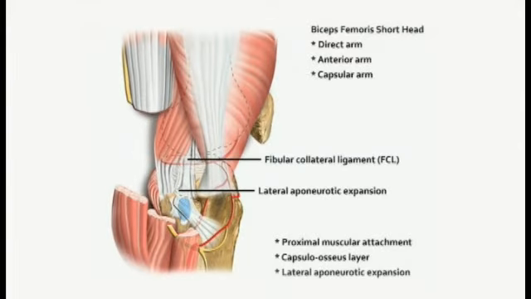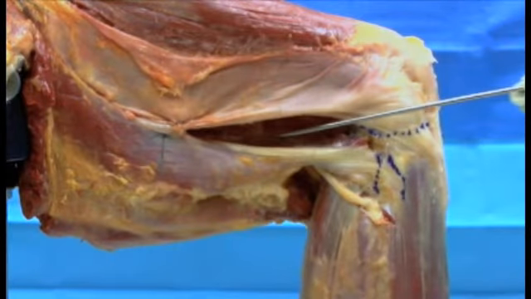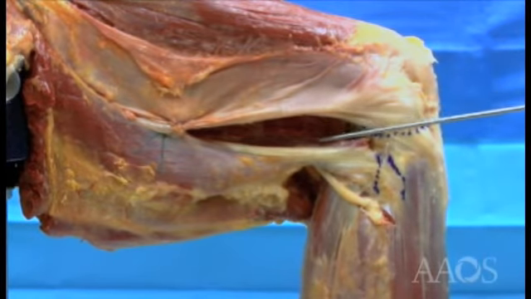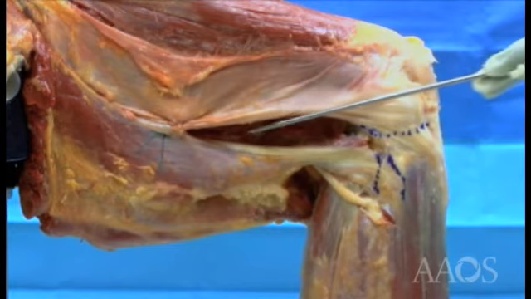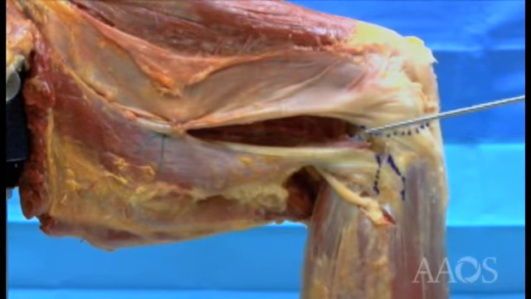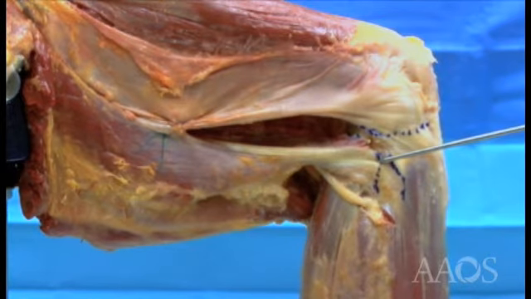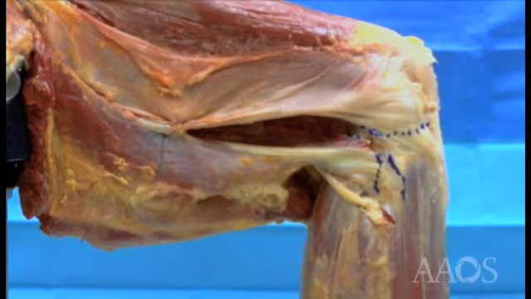Let's now go to the video dissection. Notice the muscle belly of the short head of the biceps, which extends almost entirely down to the knee joint. The first and main attachment of the short head is the direct arm. The direct arm, like the direct arm of the long head, inserts directly onto the fibular head.